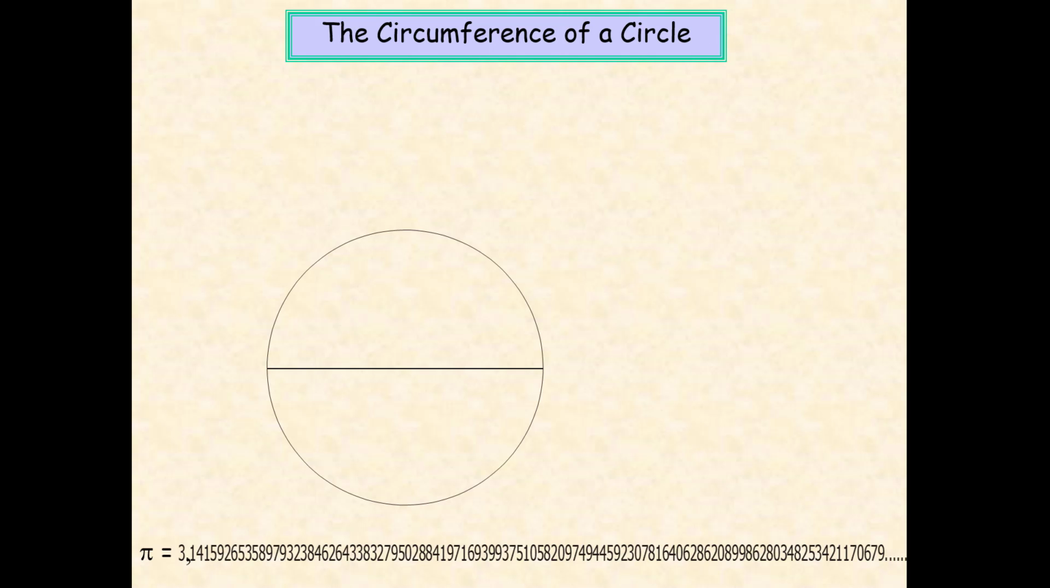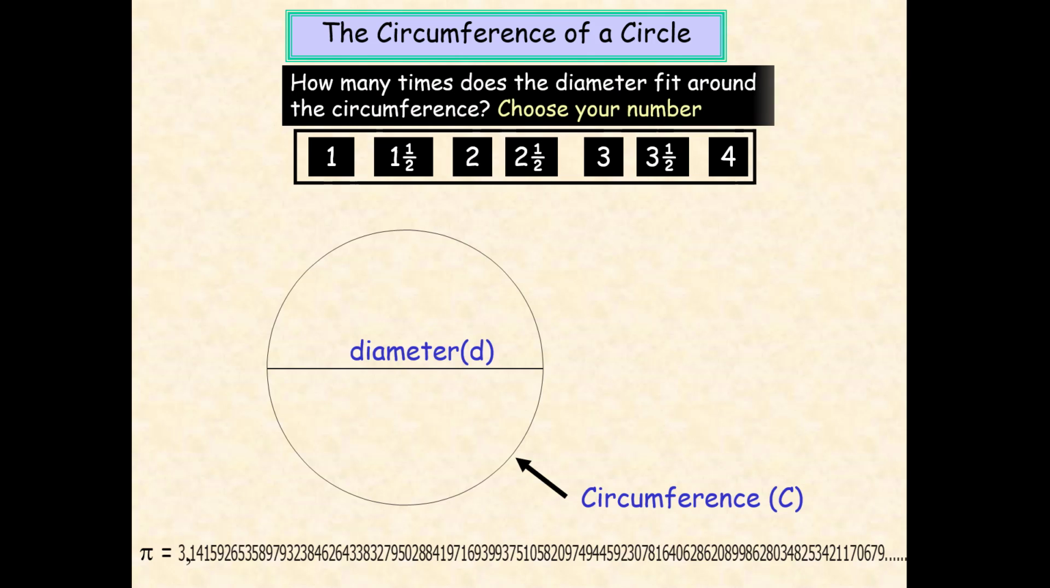The circumference of a circle. How do we calculate the circumference of a circle, and what does circumference mean? Circumference is the distance around the circle. For other shapes, we use the word perimeter. Circumference is the special word for a circle.